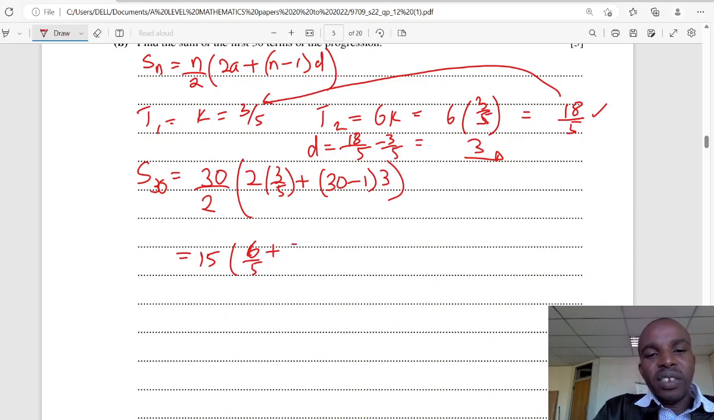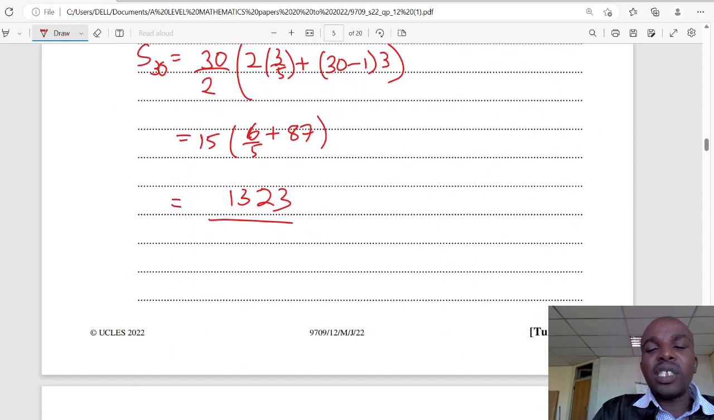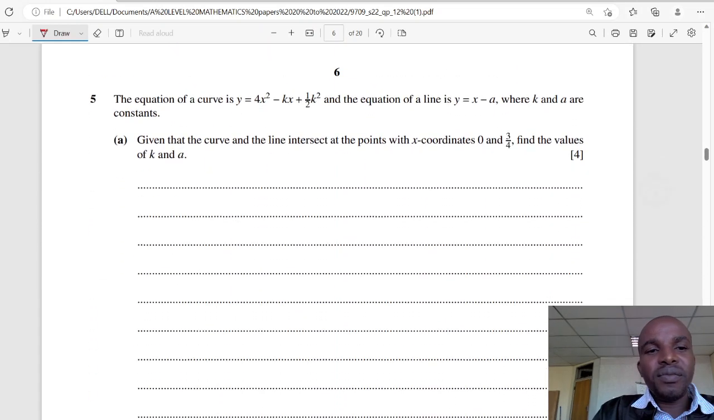you get 87. Now if you punch in your calculator, 87 plus 6 over 5. What do you get? 441 over 5, then times 15. You get 1323. This one is the sum of the first 30 terms. Done. Next question, number 5.